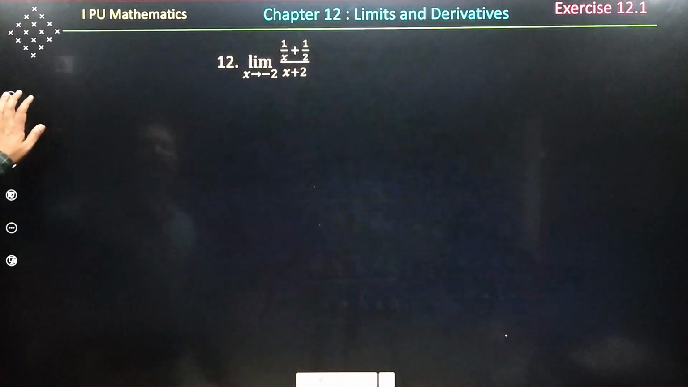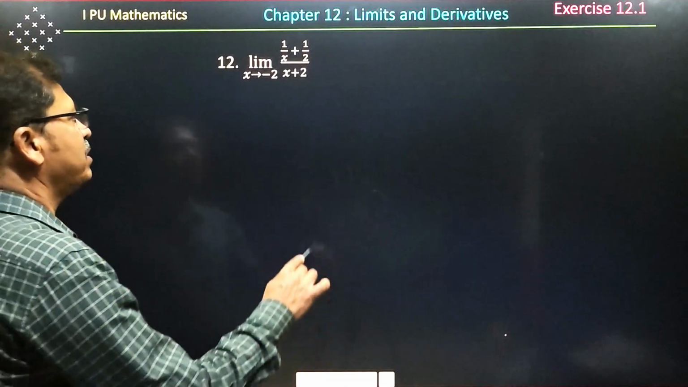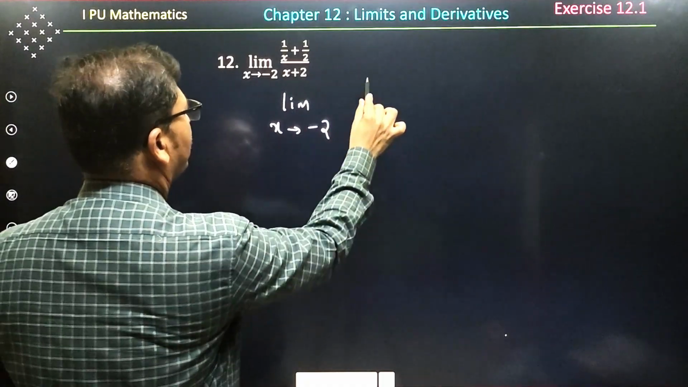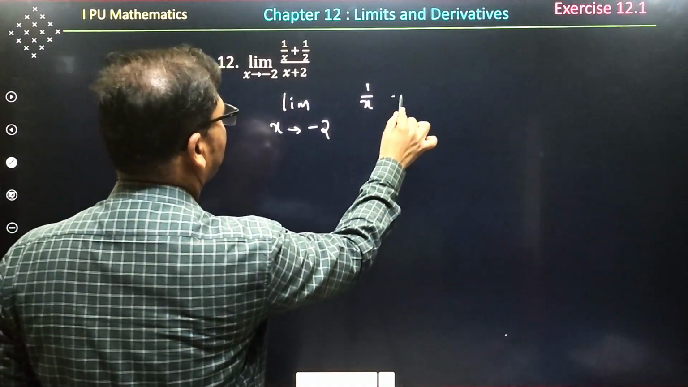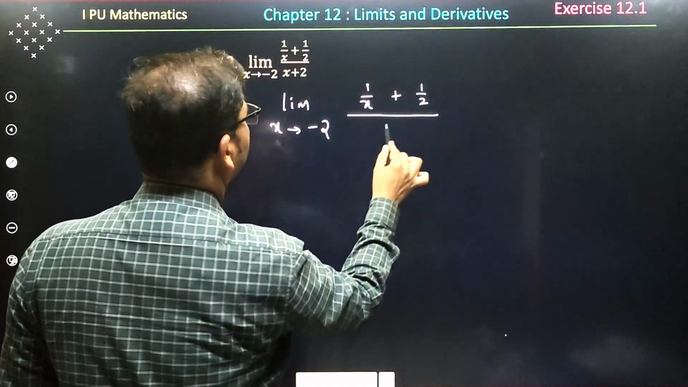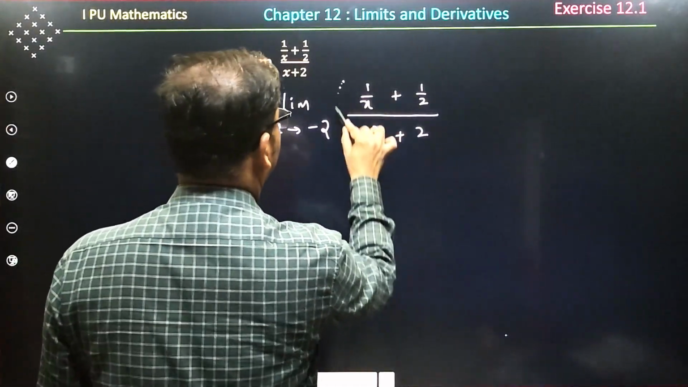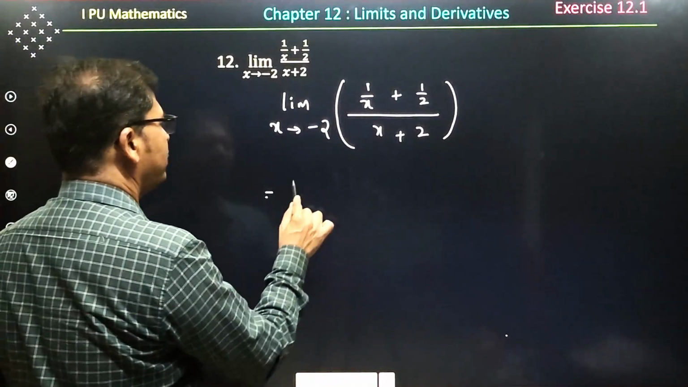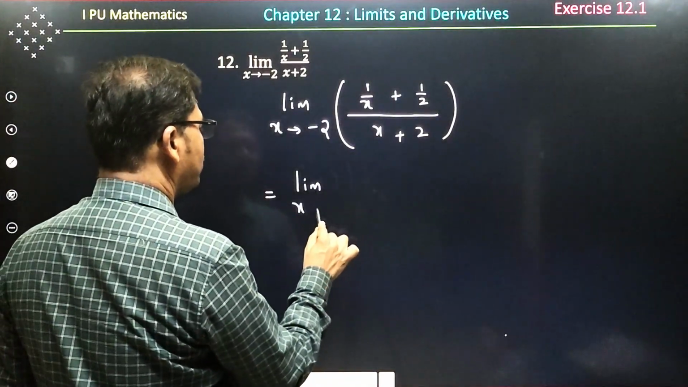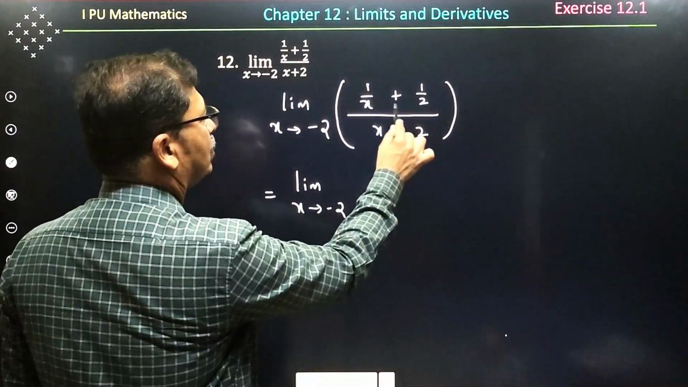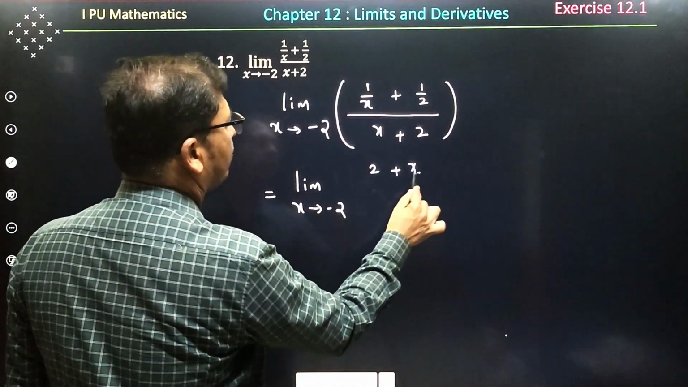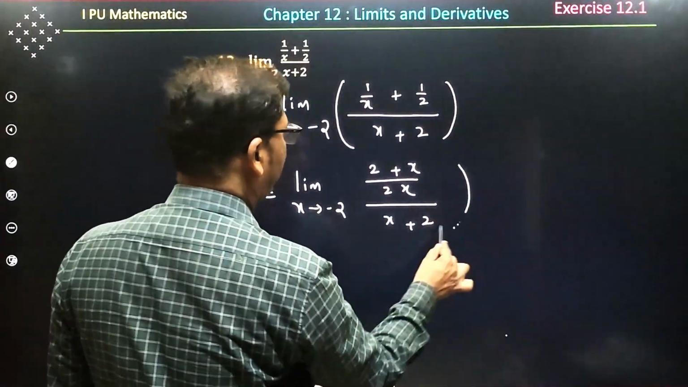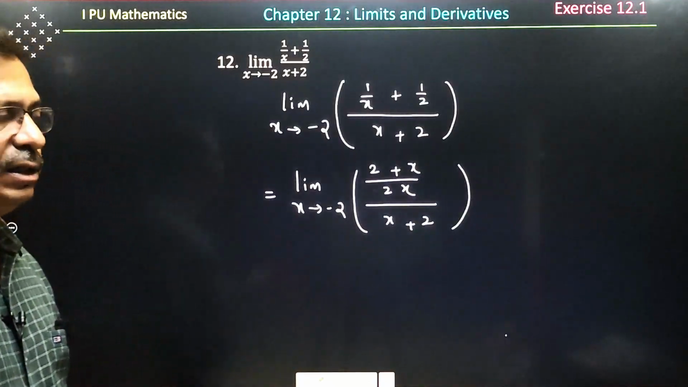Next question, the 12th question. A bit of simplification is there here. Limit x tends to minus 2, 1 by x plus 1 by 2, whole divided by x plus 2. This is the given limit. Let us simplify the numerator. This is the limit x tends to minus 2, 2 plus x divided by 2x, I have taken the LCM, divided by x plus 2. Simply I have taken the LCM, nothing else.